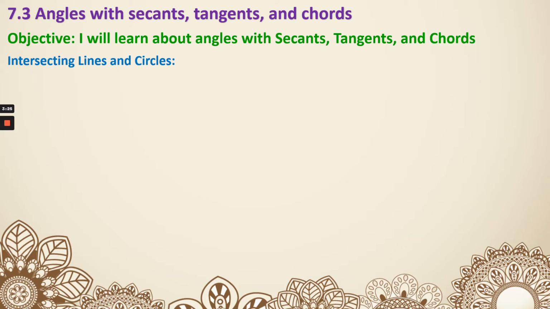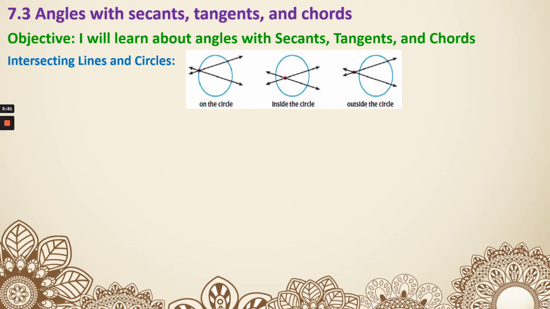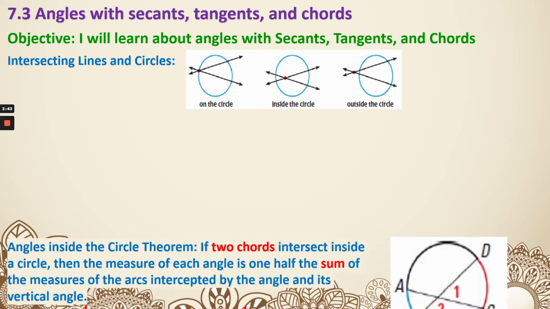Next, if we have intersecting lines with the circle, we have different kinds of forms. First, we can have the intersection on the circle, like the first one, or inside the circle, the middle one, or outside the circle. And because of that, we can have some more angle relationships we can use.